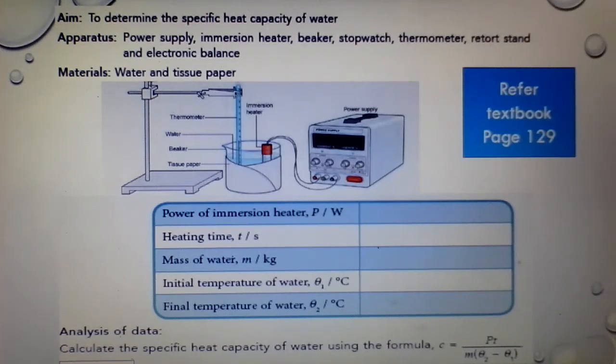Okay, now from the table that we have recorded all the readings, calculate the specific heat capacity of water using the formula C equivalent to Q divided by M delta theta. So in this case, the amount of heat supplied equivalent to power multiplied by time of heating. So Q equals PT. And change in temperature equivalent to final temperature minus initial temperature. So theta 2 minus theta 1. So we get the value of specific heat capacity of water by this activity.